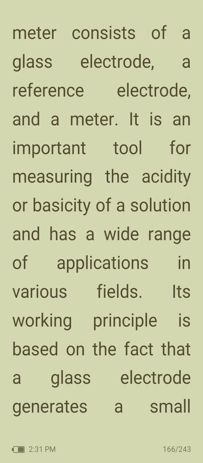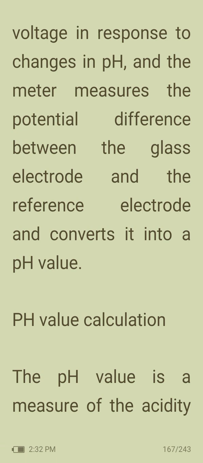In summary, the pH meter consists of a glass electrode, a reference electrode, and a meter. It is an important tool for measuring the acidity or basicity of a solution and has a wide range of applications in various fields. Its working principle is based on the fact that a glass electrode generates a small voltage in response to changes in pH, and the meter measures the potential difference between the glass electrode and the reference electrode and converts it into a pH value. Next, let's learn the structure of this pH meter.